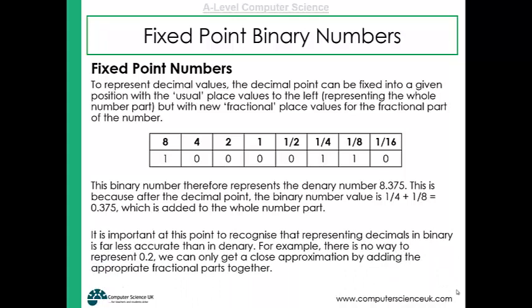Now it's really important to recognize that whenever we represent fractional numbers in binary, it's actually far less accurate than in denary. There is no way in binary to represent 0.2. We can get very, very close by adding lots of fractional parts together, but we can't actually represent 0.2 perfectly.